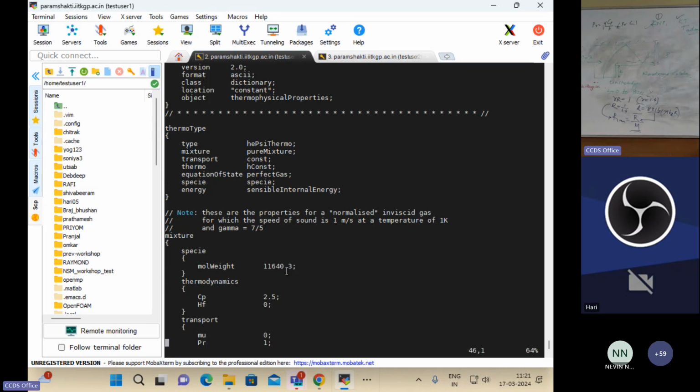Again, Cp is gamma R by gamma minus 1. We already know gamma R is 1. You can substitute gamma R as 1 and gamma as 1.4 minus 1. So it will come out eventually as 2.5. So we have set the Cp over here. Enthalpy of formation is 0. Again, this is an inviscid case. 0 viscosity and Prandtl number is useless over here, but the default entry is 1.